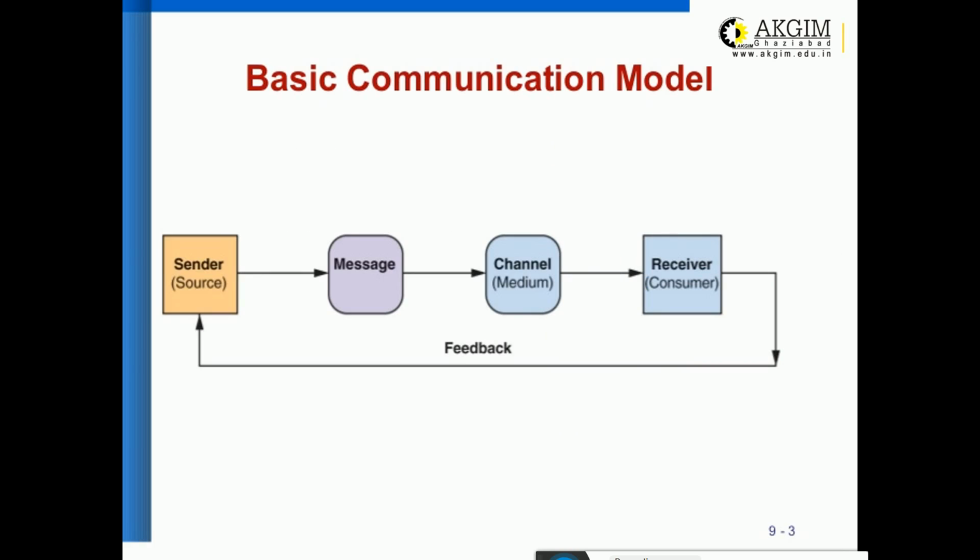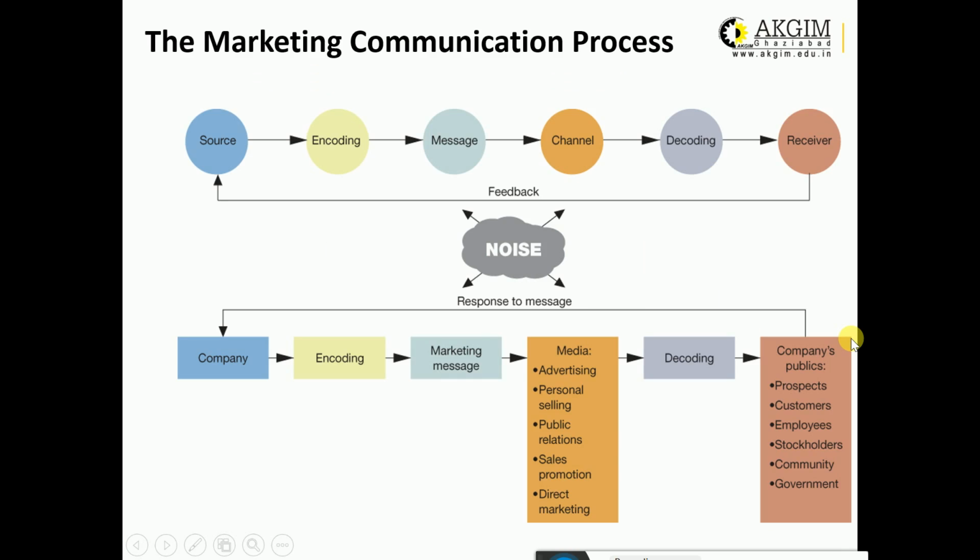This is a basic communication model where someone, as a sender or source, conveys a message through a channel or a medium to a receiver, which in the case of marketing is a consumer. The process does not end here; through feedback from the receiver to the sender, the entire process completes. Now coming to the marketing aspect of this communication process, it is the same as the human communication model we have seen.